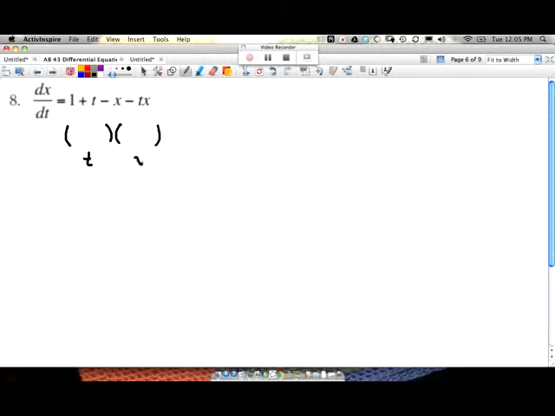And one of these has to be in terms of t, and one of these has to be in terms of x. So let's see how I would go about setting that up. Well, I see that there's an x in each of these second terms. So let's take that somewhere. I would have dx dt equals 1 plus t minus, I'm going to factor out the x. So I'd factor out the x, and that would give me a 1 plus t.